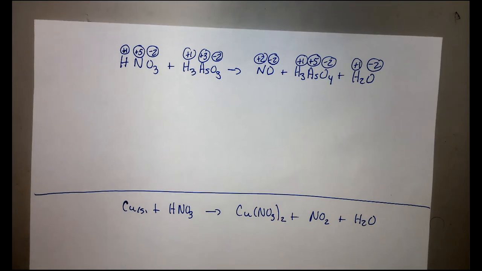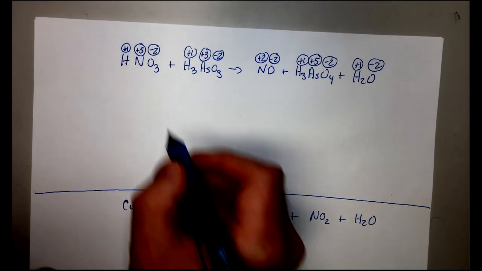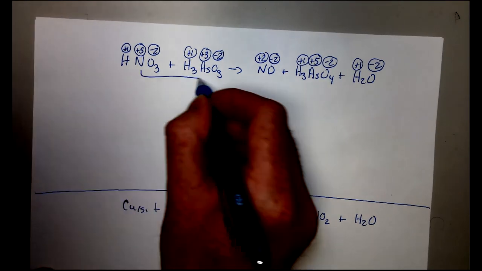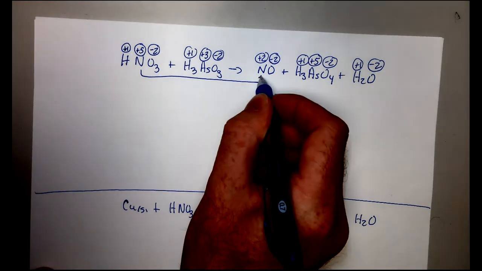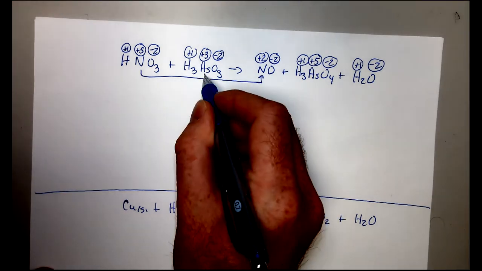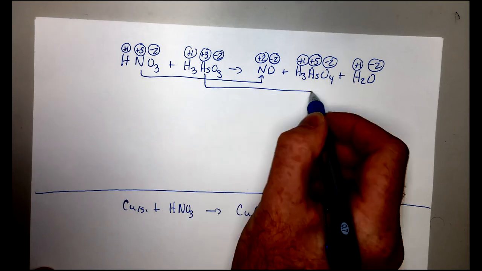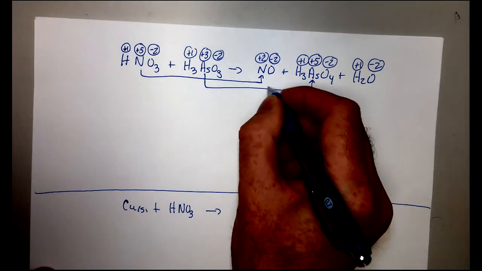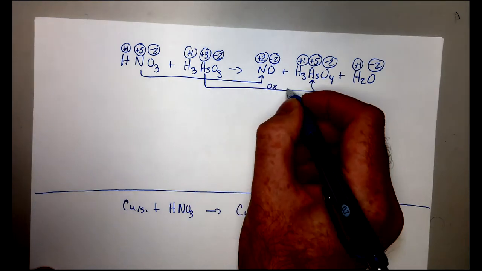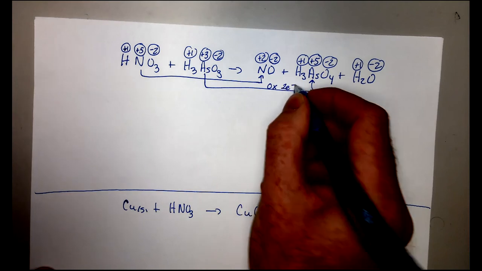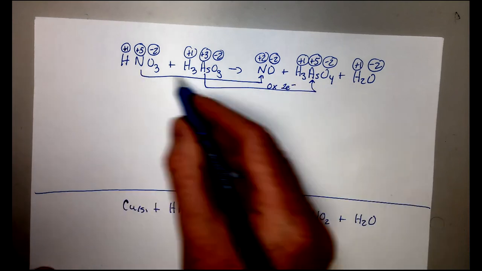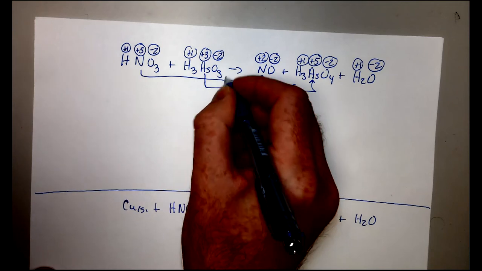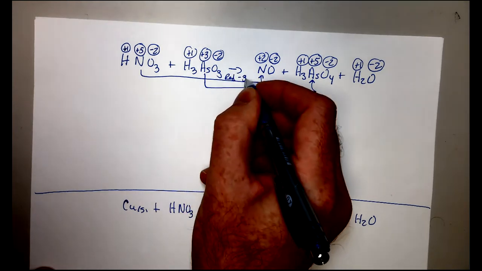So now we've got all the oxidation states. If you look at it, the nitrogen is going from plus 5 to plus 2, and the arsenic is going from plus 3 to plus 5. So this one is an oxidation worth 2 electrons. This is a reduction worth 3 electrons.